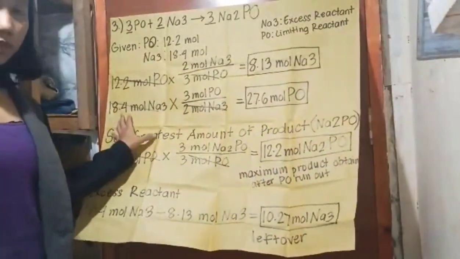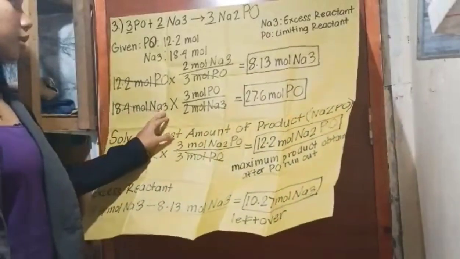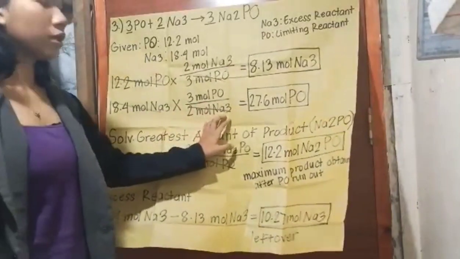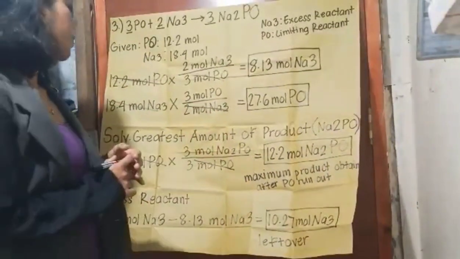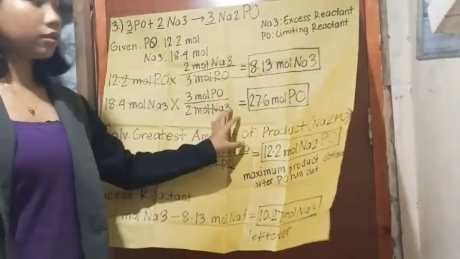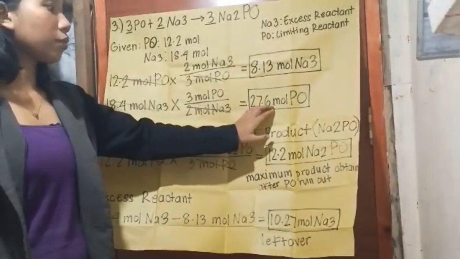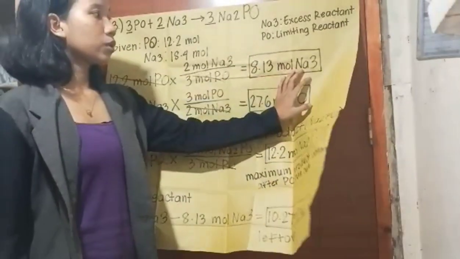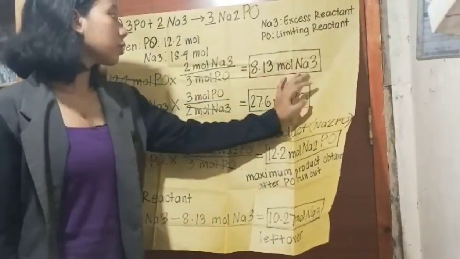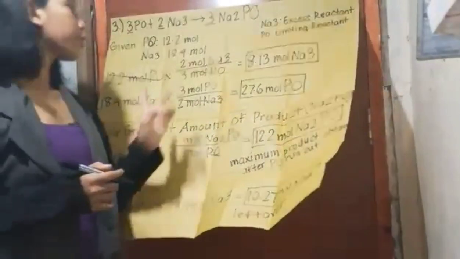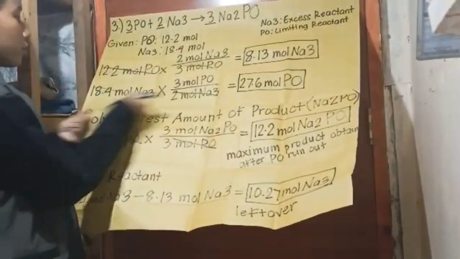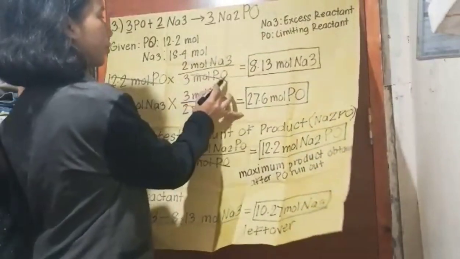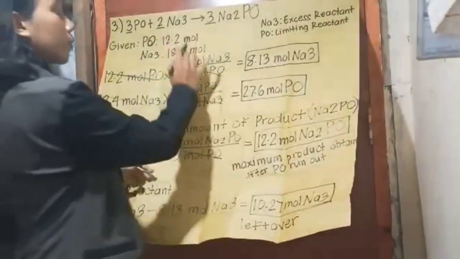And for the excess reactant here, 18.4 mole Na3 multiplied by 3 mole Po divided by 2 mole Na3. The calculation of this equals 27.6 mole Po. So to solve this, we need to cross this 2 out, this 12.2 mole, and 3 mole Po.